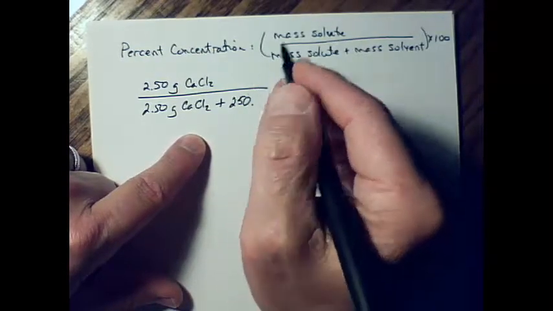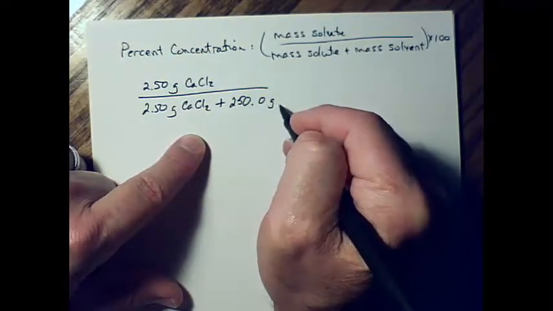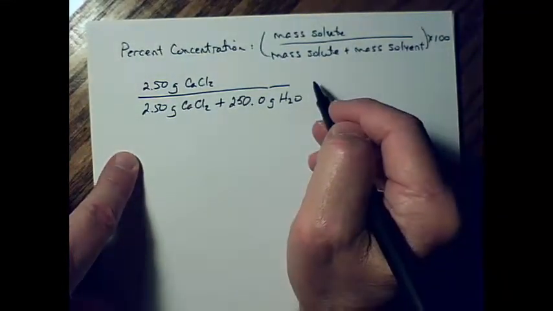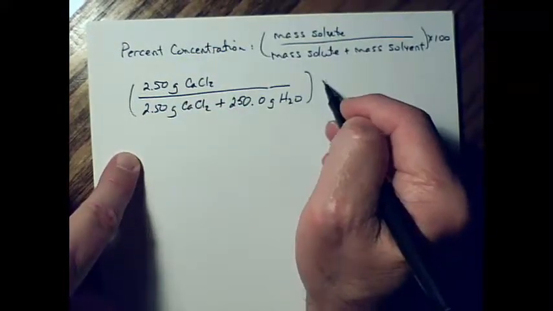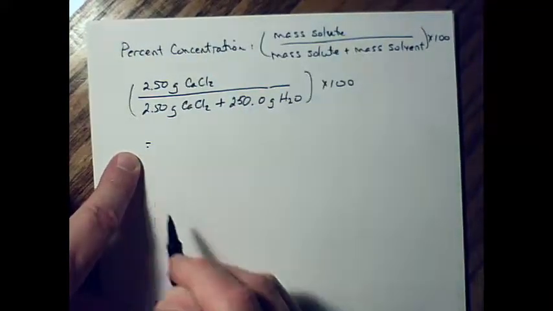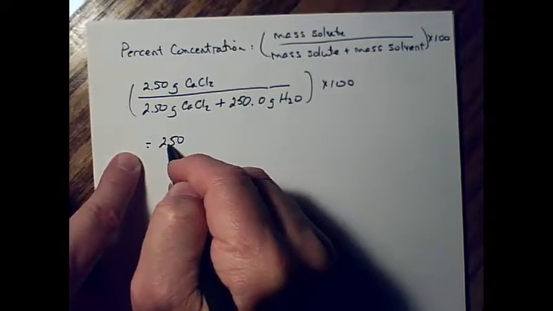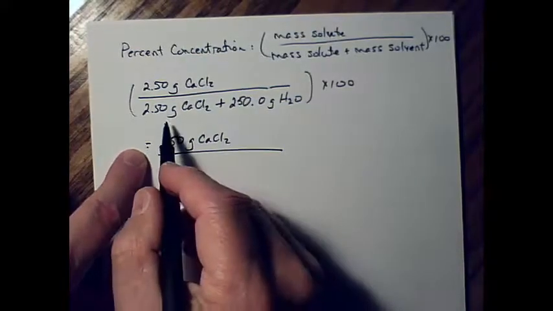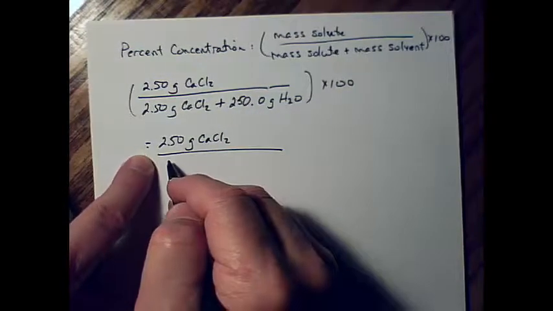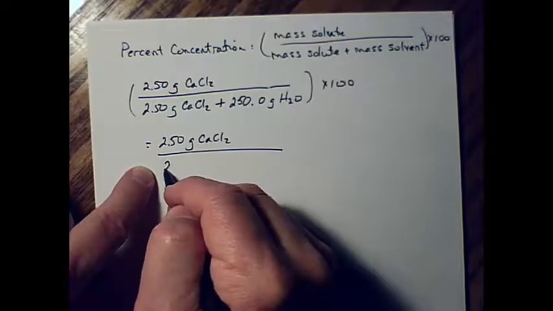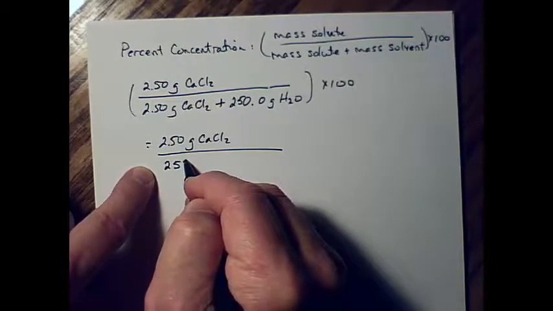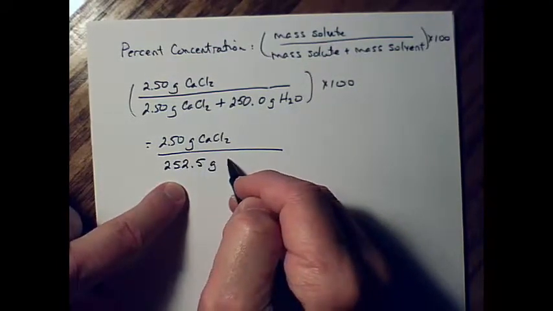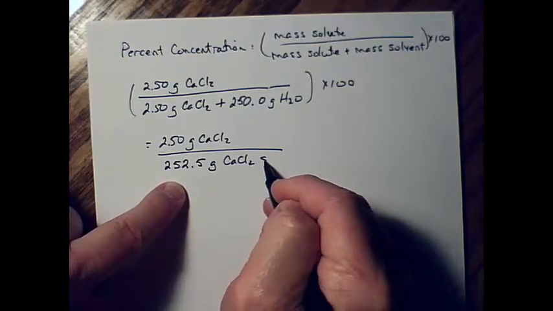So 250.0 grams of water, and then the whole thing gets multiplied by 100 to get the percent. So that's 2.50 grams of calcium chloride divided by this all added together. So that comes out to be 252.5 grams of calcium chloride solution.